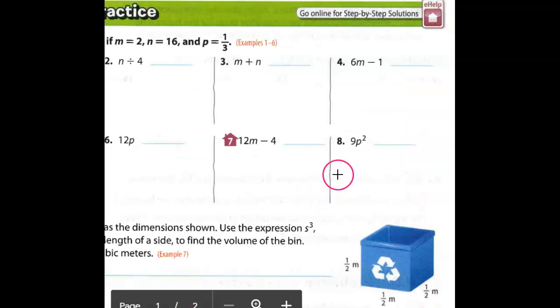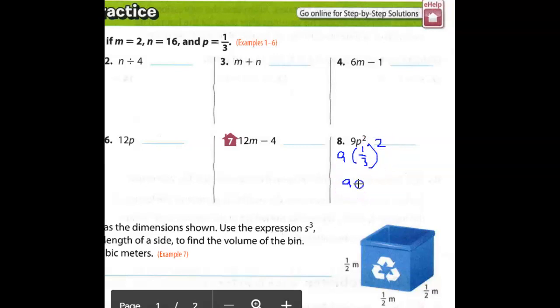So again, we do have 9p squared, and I'm just going to say 9 times whatever is p, and p over here tells me it's 1/3. So I'm going to say 1/3, and then squared, right, to the second power. So if I'm doing order of operations, I got to do PEMDAS, right? Parentheses first, then exponents. So do I have exponents? I do. I have them right here. So I need to do that next.